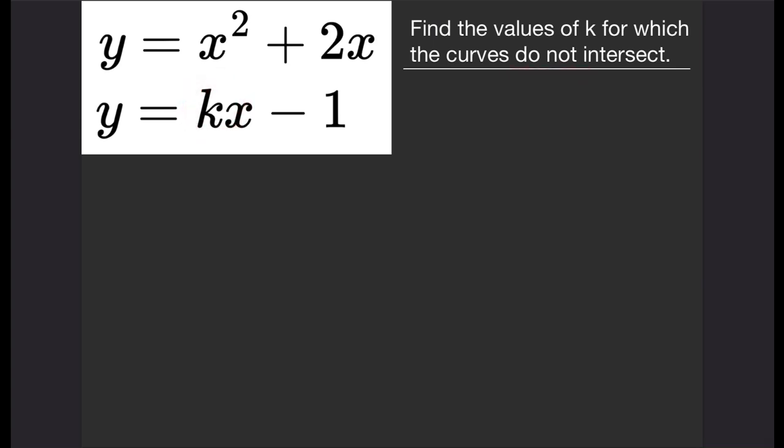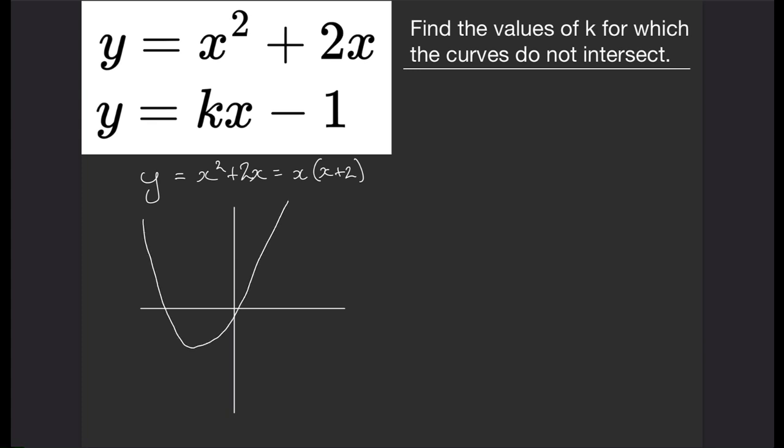So if we start off just by sketching these, and to do that we'll first factorise the quadratic. So y equals x squared plus 2x, we can rewrite as x lots of x plus 2. So if we go to draw that on an axis, what we have is that one root is at the origin, the other one's at minus 2. So it'll be something along these lines. It doesn't have to be a perfect drawing, as long as we get a rough idea of where the points are going to be.